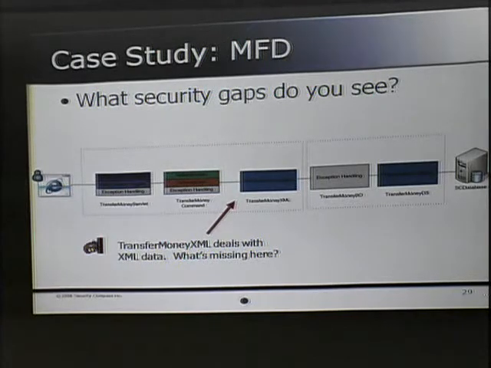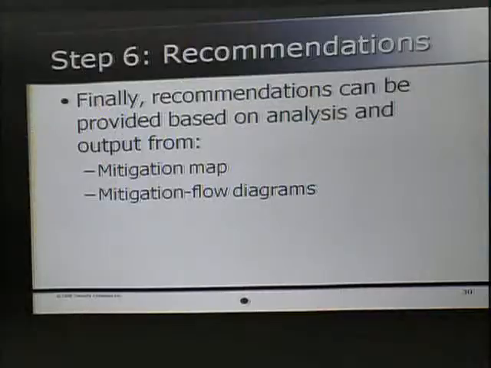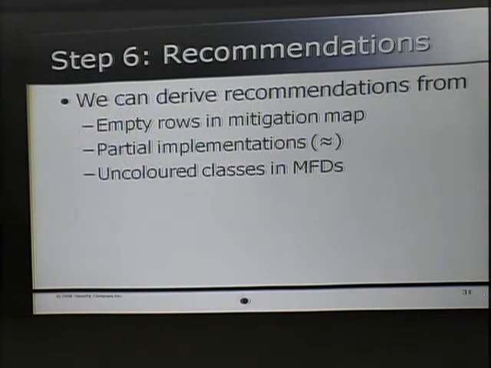Okay, so what's the output of this? We have this diagram, but what do we tell the clients after this? Well, based on the output of the mitigation flow diagrams and the output from the mitigation map, we can try to come up with some recommendations for them, saying, this is a snapshot of what's going on in your code base, the patterns that we see in your code base on where these security features are being implemented.